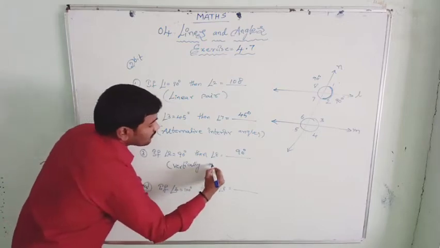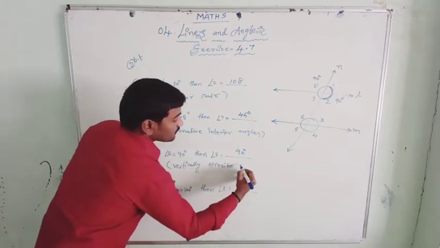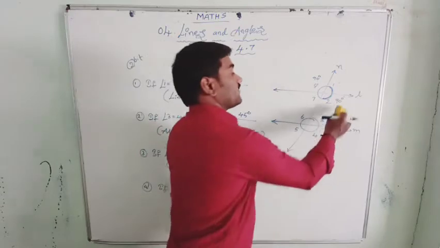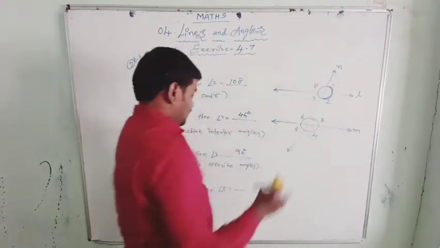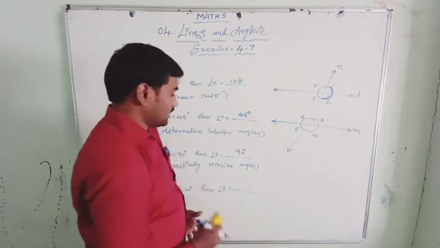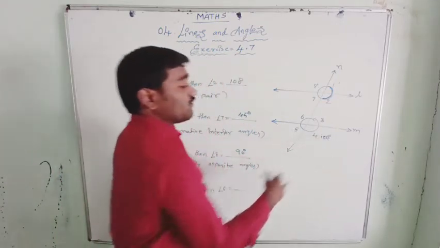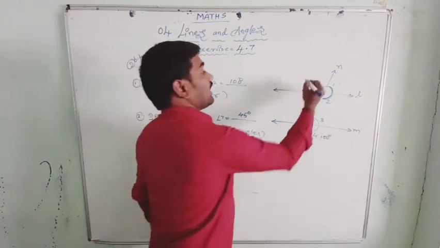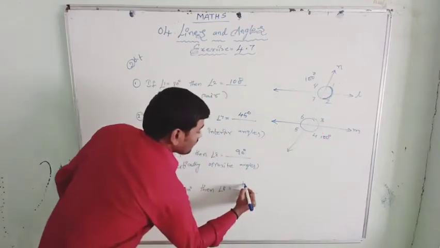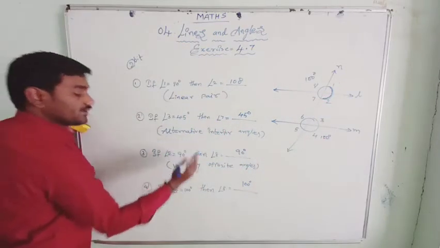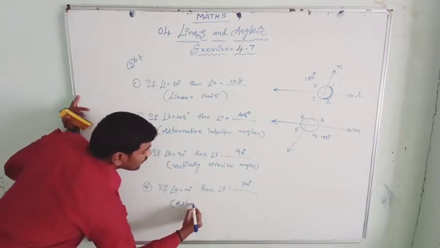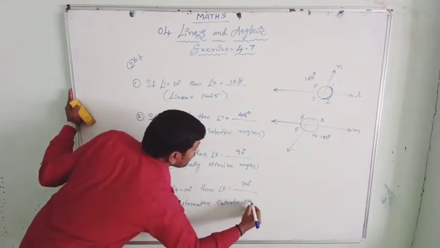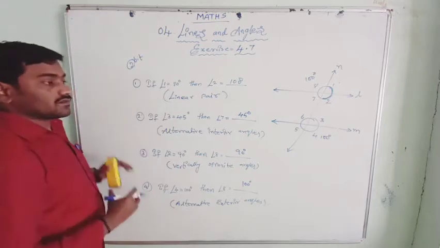They are vertically opposite angles. By that condition, these two angles have the same measurement, that is 90 degrees. If angle 4 equal to 100 degrees, then angle 8 is also equal to 100 degrees only. This is the condition of alternate exterior angles. So these are the conditions.